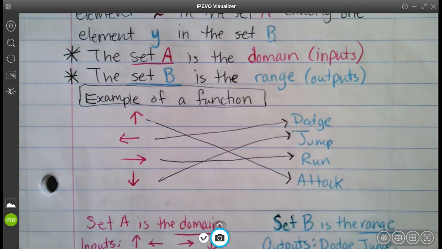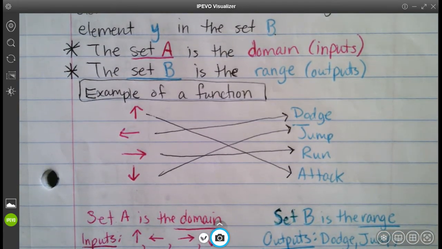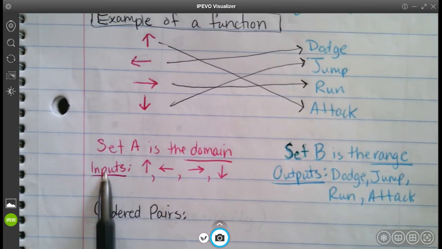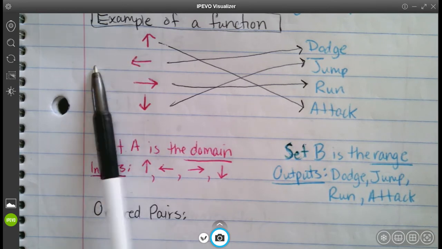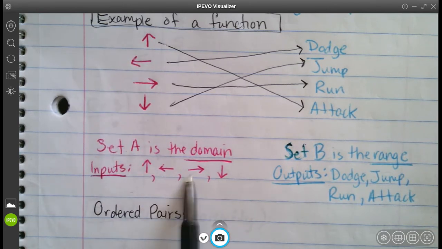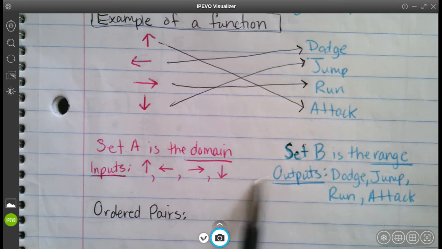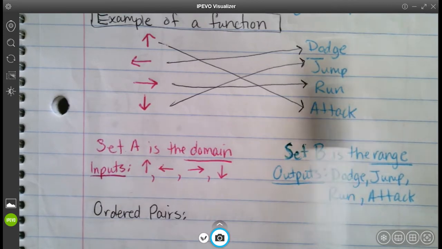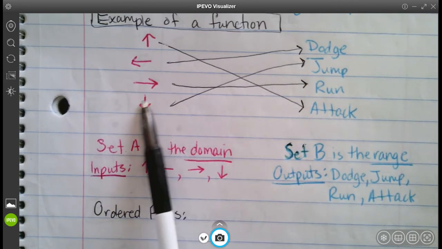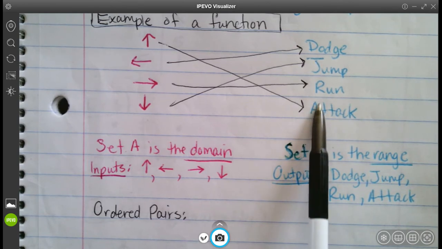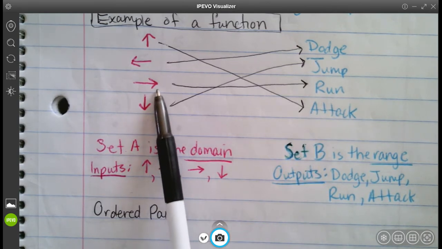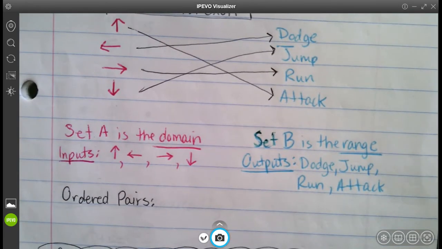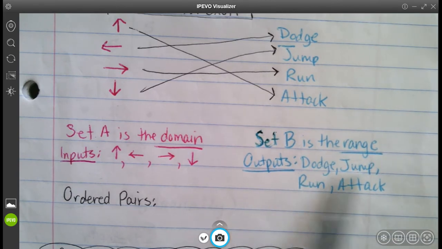And if this was our example of a function, okay, we could say that set A, which is this part in pink, is our domain, and our inputs would be the directional arrows. So up, left, right, and down, and that's what I have here listed. Set B would be our range, which would be the values that happen if you press this. So these directly depend on whatever you press. If you want your avatar to run, you're going to have to make sure you press the side key, the right button. Otherwise, he's not going to run, or she's not going to run. So for set B, we have our range, outputs as dodge, jump, run, and attack.